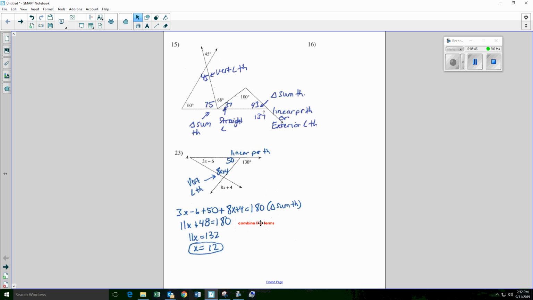Then what did I do? Oops, let me move this right here. Let's make it a little bigger. Size-wise, let's go to 18. Okay, so we went from this step to this step by combining like terms. What did I do from here to this step?